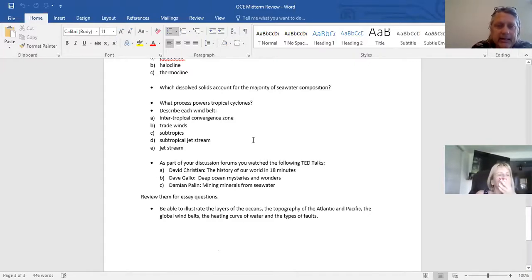The ITCZ is also referred to as the doldrums. And then you have the trade winds from just above the doldrums, so not quite 0 degrees, but a little above 0 degrees or below, to 30. And then you have the subtropics, which is that climate zone associated with the trade winds, the subtropical jet stream, and then the polar jet stream. So go through the global wind belts.